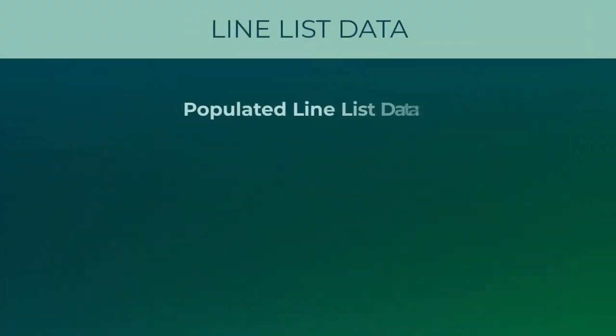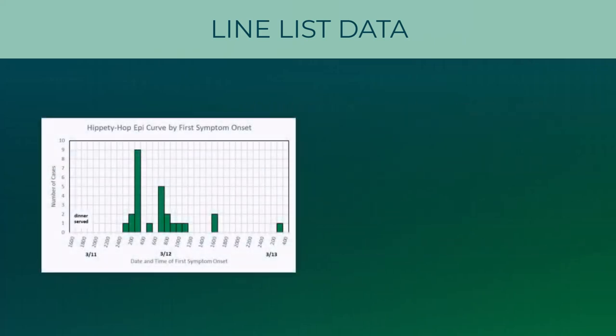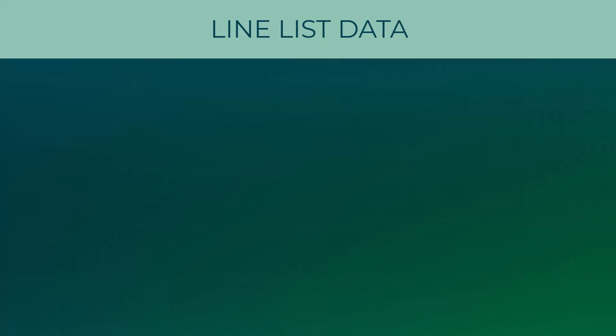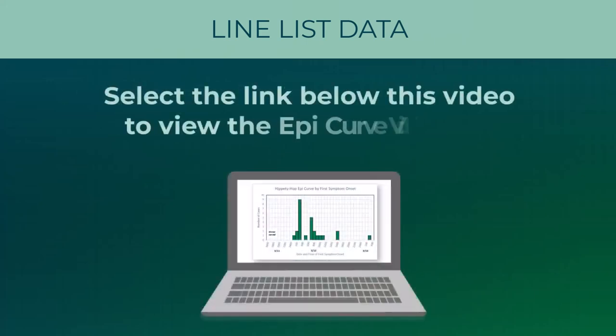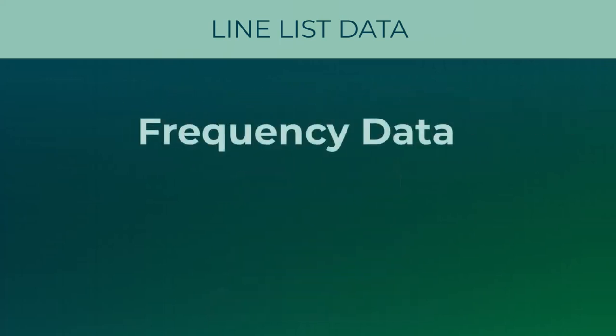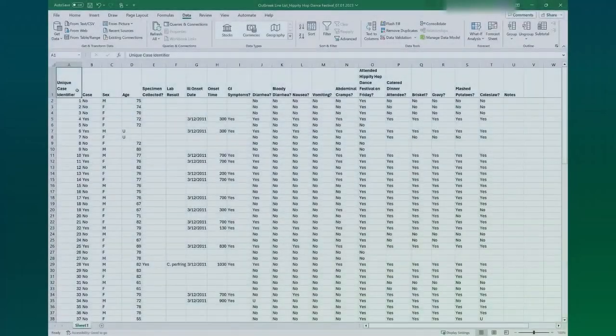Using the populated line list, there are a number of methods that can be used to organize, summarize, and analyze line list data. Epicurves and age distribution plots are very helpful data visualization tools that can be created from a line list. While we won't demonstrate these in this video, another Food Safety COE video on how to generate an epicurve from a line list can be found at the link. Line lists can also be used to obtain frequency data related to symptoms, exposures, and other variables that can play a vital role in determining investigation steps.